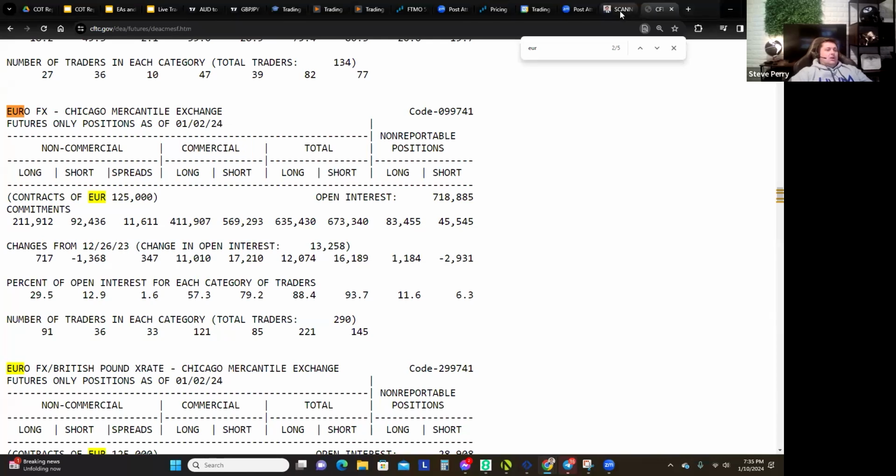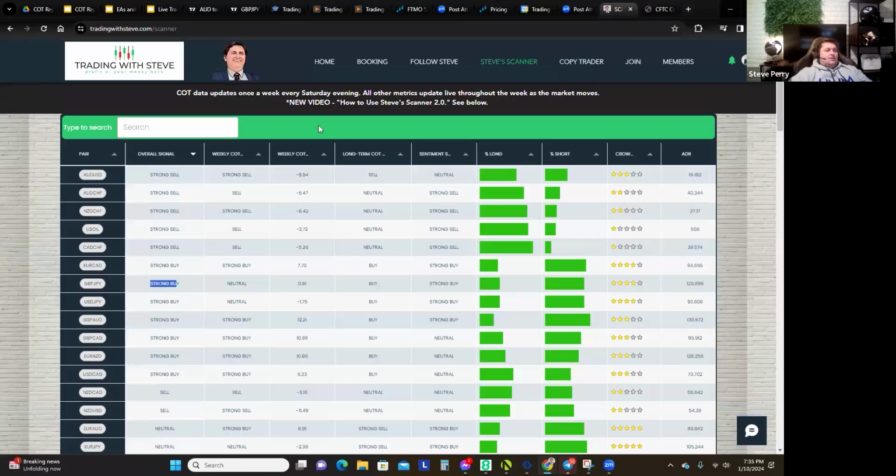100%. So that's how we use the scanner, right? That's how we use the COT data, it comes into here. I'm not going to do this anymore, because why would you trade an inferior way of trading when there's a better way to do it, right?